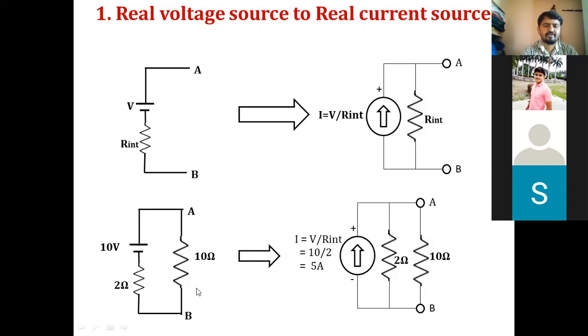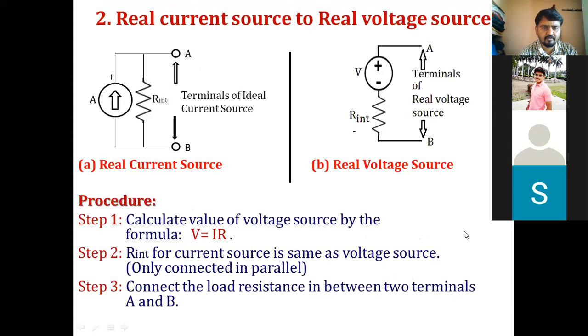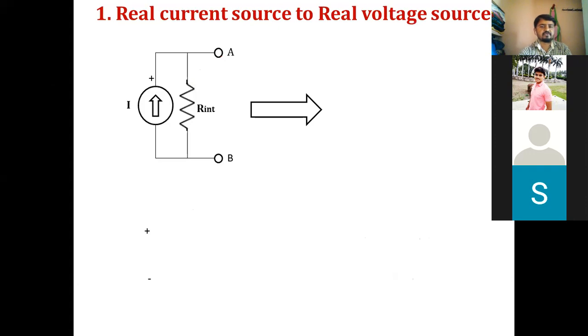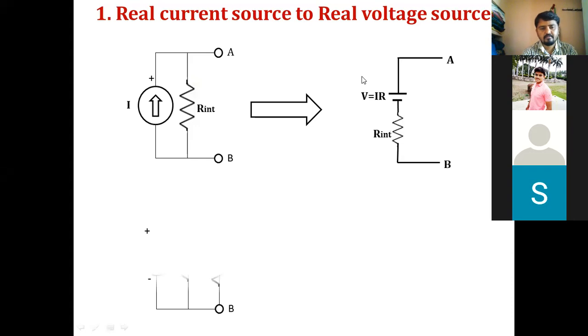So this is the conversion of voltage source to current source. Similarly, we will do current source to voltage source conversion. Current source to voltage source. Next heading you take down. Second one, number 2, write: real current source to real voltage source. This is one done, write 2. This one you write down as 2 here and listen.